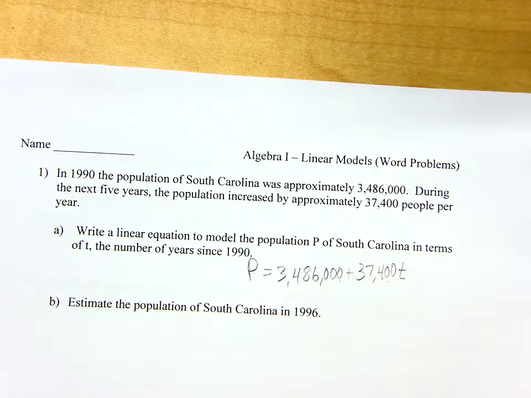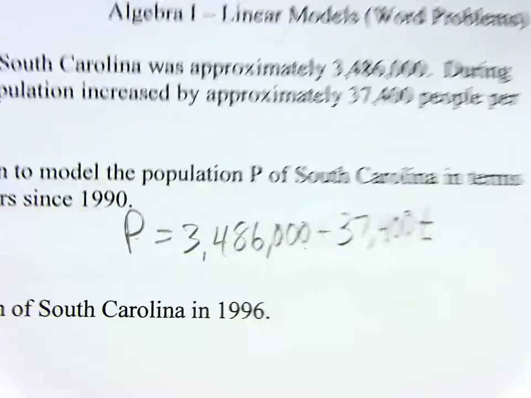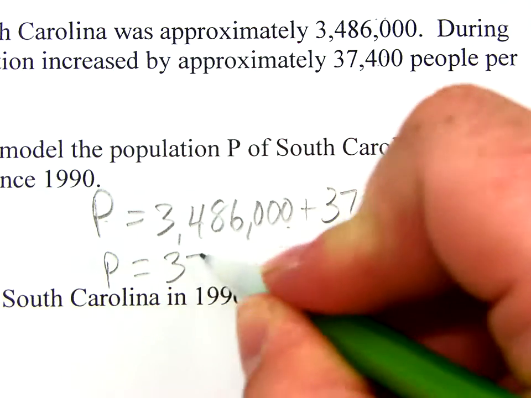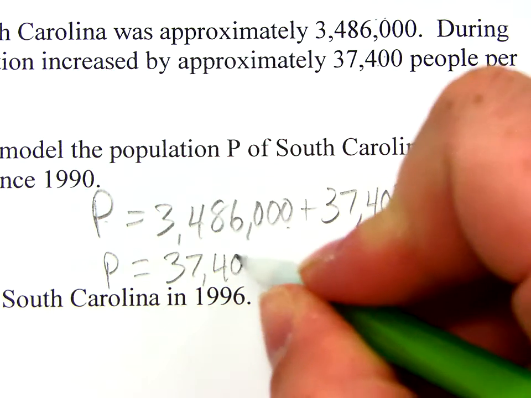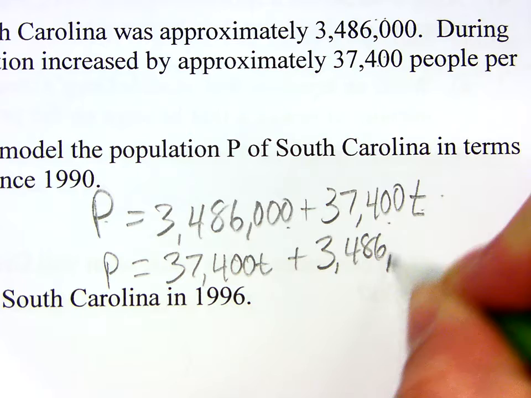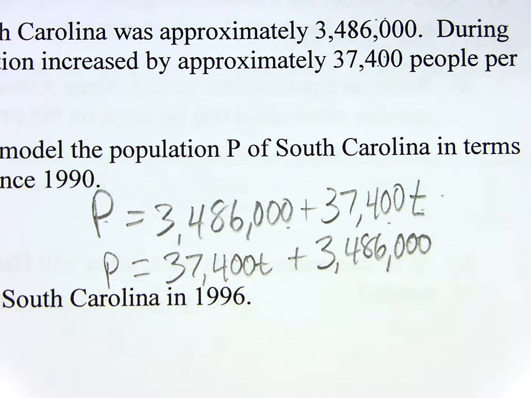Notice, if I just write it, I'm just going to swap those two. If I write it like this, and I put this first, 37,400 T, and then plus the 3 million, this is like I have an equation in slope-intercept form. Here's my y-intercept, and that's my slope. Every year, I'm adding an additional 37,400. And this is where I started.